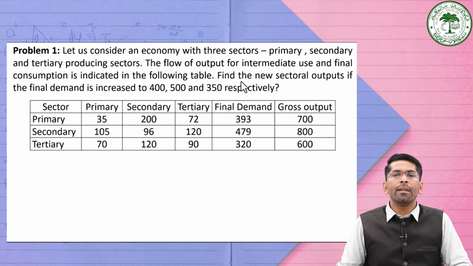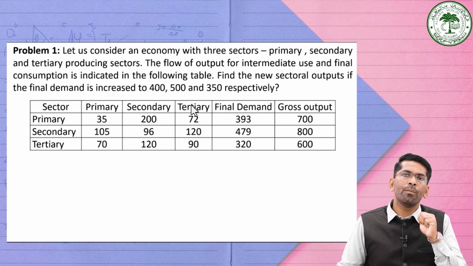And we want to find out the new sectoral output if the final demand is increased to 400, 500 and 350 respectively. Earlier our final demand, in the given input output table, was 300, 393, 479 and 320. Now the final demand is increased to 400, 500 and 350. So here the inter-industry demand is given for the primary sector, secondary sector and tertiary sector. We have a three industry model.